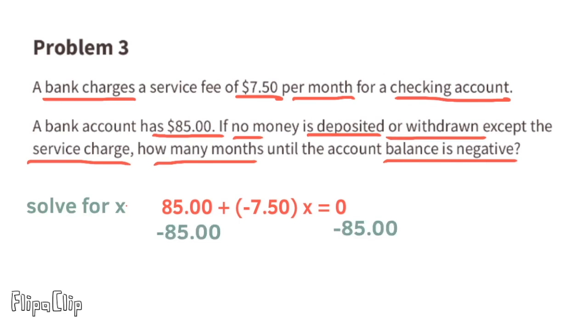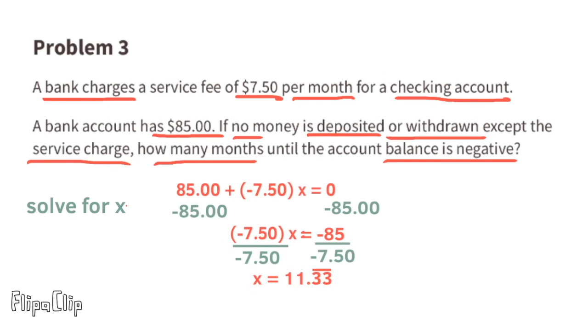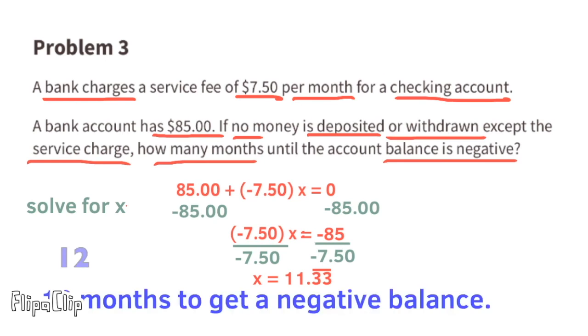Subtract 85 from both sides. Now we're left with negative 7.5x equals negative 85. Divide both sides by negative 7.5, and x equals 11.3 repeating. That's more than 11 months. It would take 12 months before the account balance is negative.